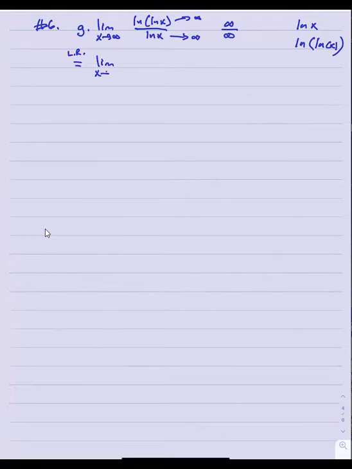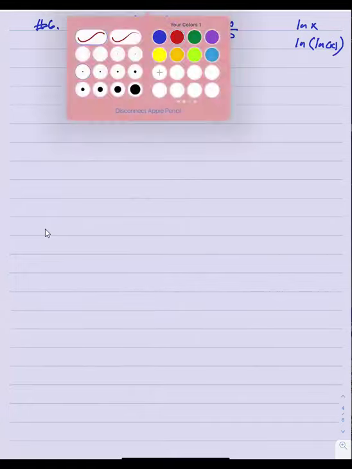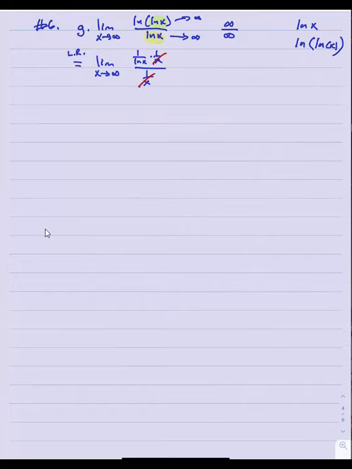which means I'll look at the limit as x approaches infinity of the derivative of the numerator over the derivative of the denominator. The derivative of that numerator would be 1 over ln of x times the derivative of ln x, which would be 1 over x, over the derivative of ln x, which would just be 1 over x. And of course, in the limit, this will reduce to the limit as x approaches infinity of 1 over ln x. And of course, that limit is 0.